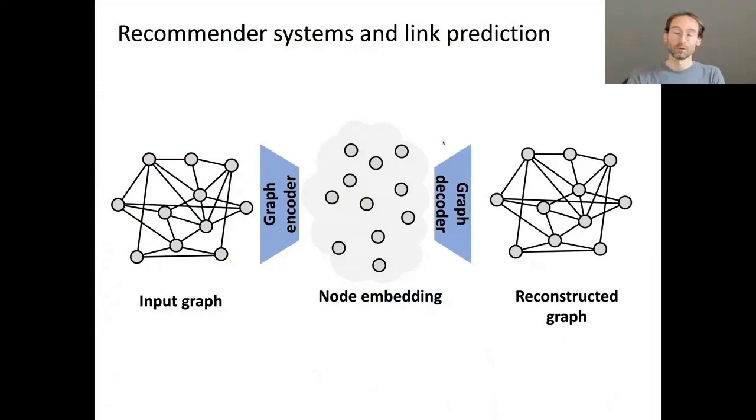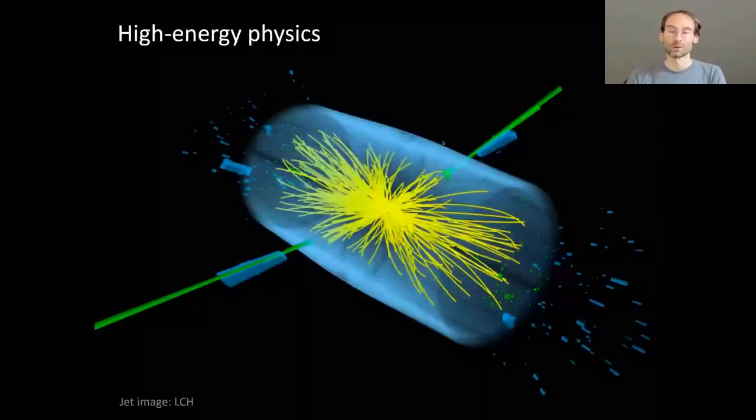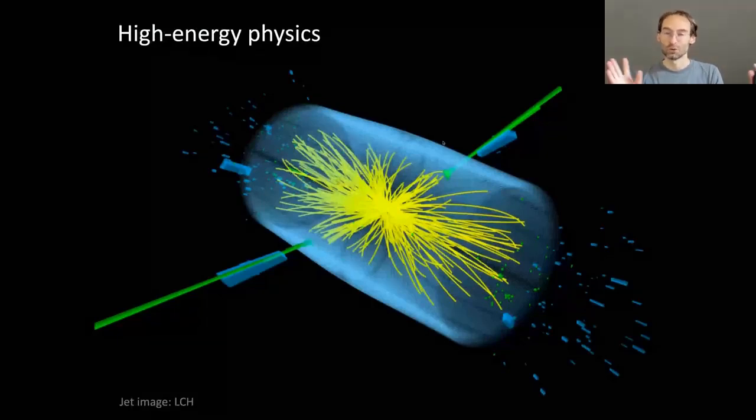Another pretty cool field where graph neural networks are recently becoming prominent is high energy physics, or particle physics in particular, where what you see here is an example from a Large Hadron Collider, where a collision of two particles creates these jets of different particles that decay into each other and are detected by these huge detectors of different types.